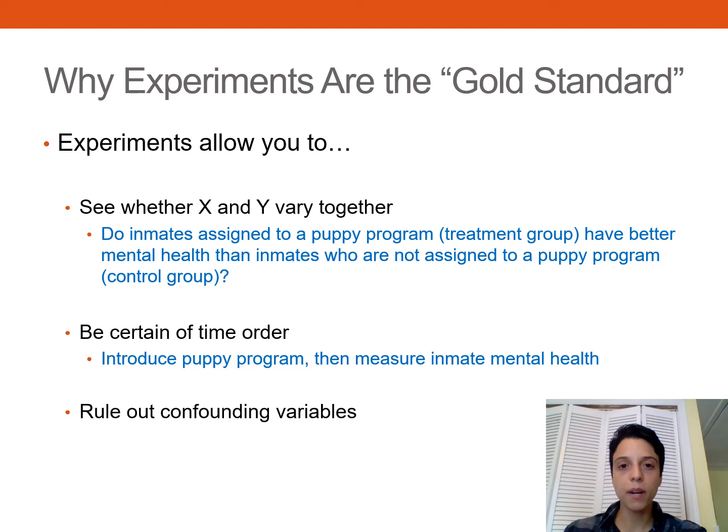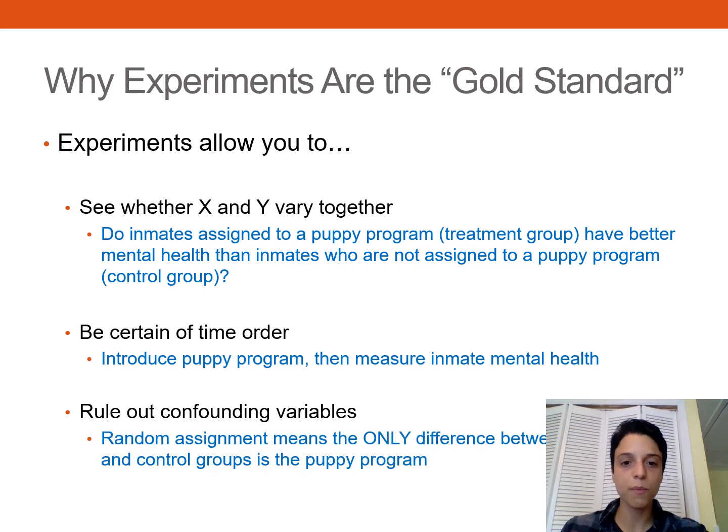And finally, experiments allow you to rule out confounding variables. Because you are randomly assigning people to be in these different groups, you know that there's no difference between the groups other than involvement in the puppy program. And this is something else that we'll talk about in probably more detail than you want later, but for now, let's just say that experiments allow you to do this. And the reason, again, is that the random assignment into groups means that the only difference between your two groups is that one is involved in the program and one is not.